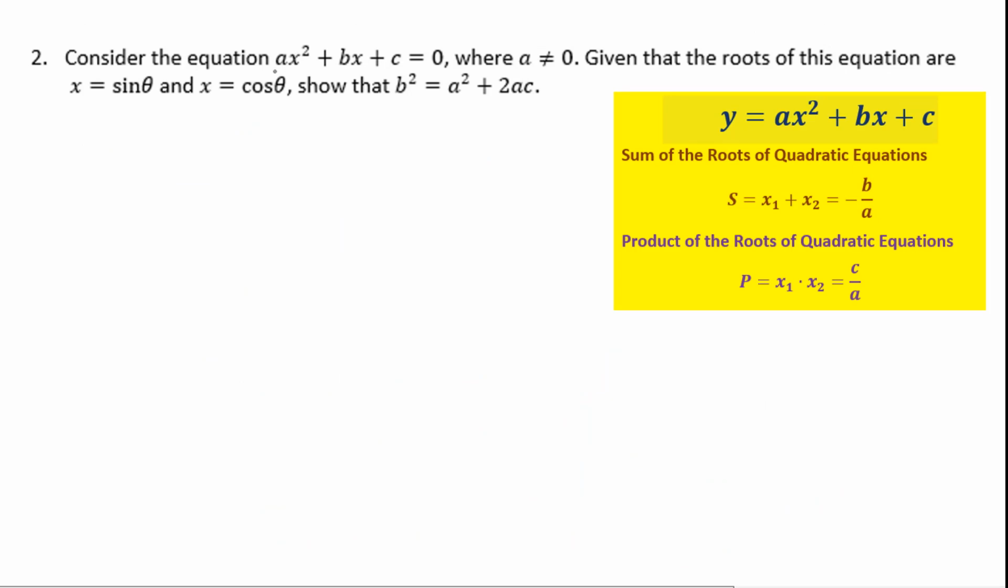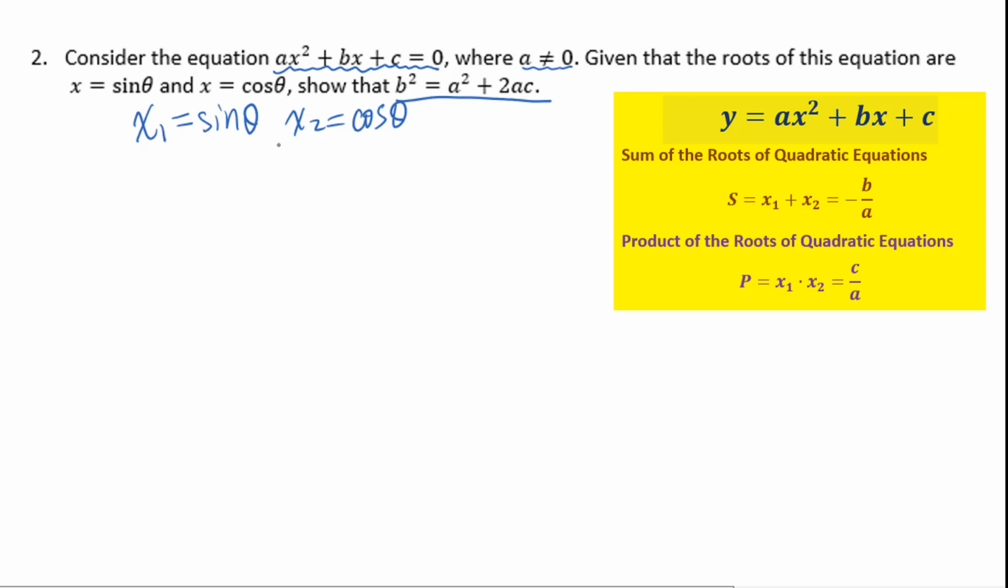Consider the equation ax squared plus bx plus c equals 0, where a is not equal to 0. Given that the roots of this equation are x equals sine theta and x equals cosine theta, show that b squared equals a squared plus 2ac. This is a quadratic function. We know x1 equals sine theta, x2 equals cosine theta.